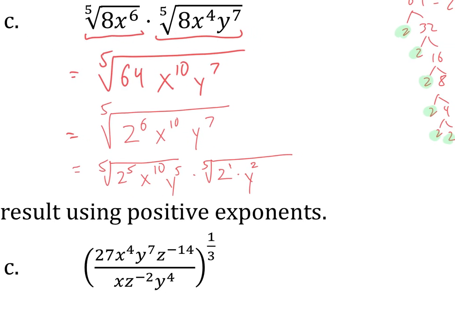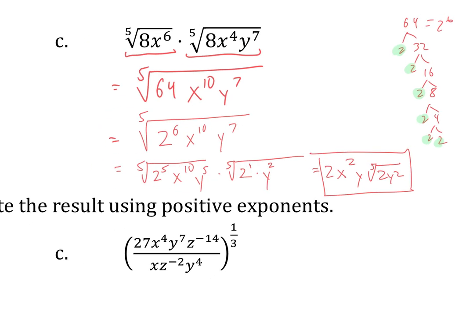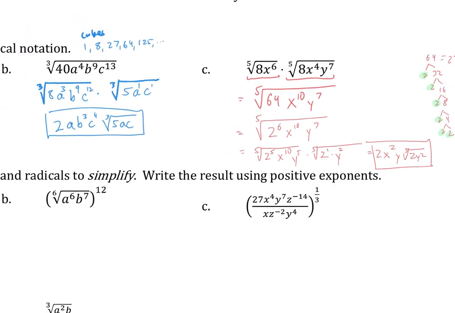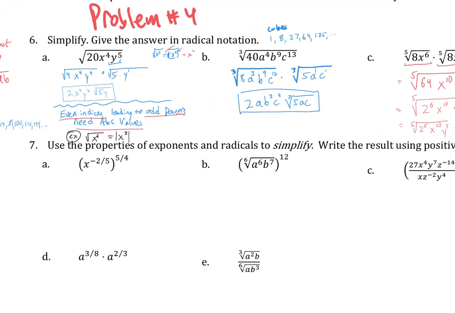So let's go ahead and do that. The fifth root of 2 to the fifth is 2. And x to the 10th goes to x squared because we divide 10 by 5. And y to the fifth goes to y to the first. And then the leftovers, 2y squared. Now we don't need to think about absolute value there because we have an odd index.